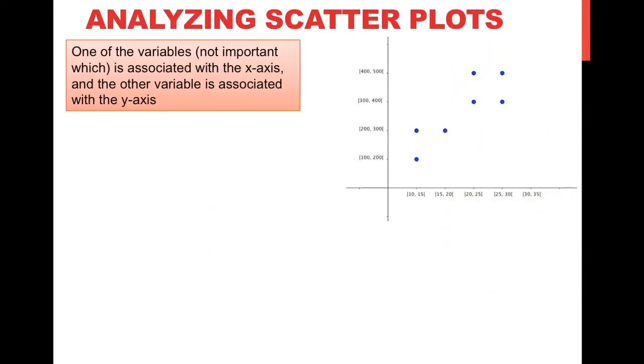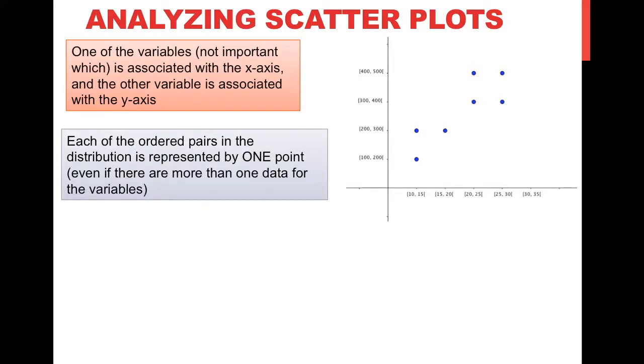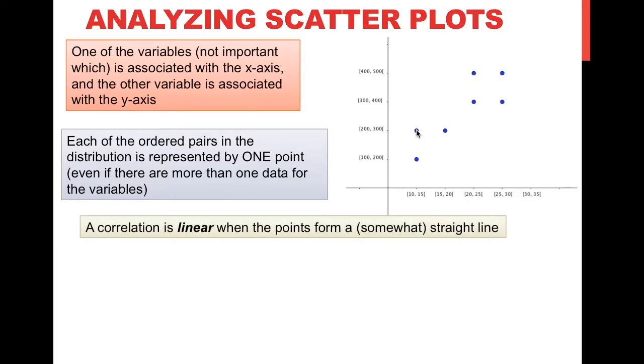Let's analyze the scatter plot. So one of the variables, it's not important which one you pick, but one of the variables here is associated with the x-axis. In our case, it was age, and one of them is associated with the y-axis. And in our case, I put the branches there, but it doesn't matter which one you put where. You'll still get the same plotted points. Each of the ordered pairs in the distribution is represented by 1 point. Even if there is more than one data for the variables, it's just 1 point. Okay, even though there were 3 trees in this box, we only put 1 dot, 10 to 15 years old, 200 to 300 branches.